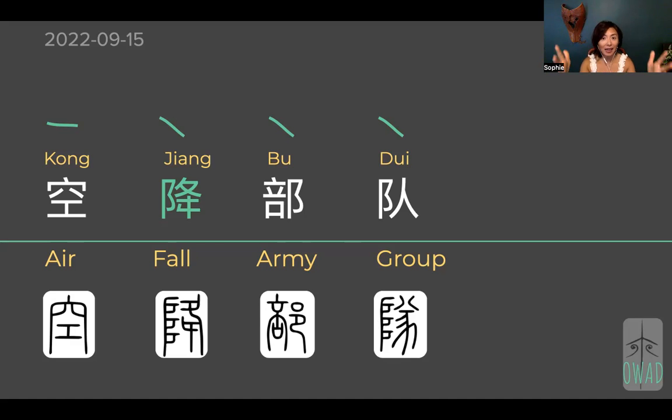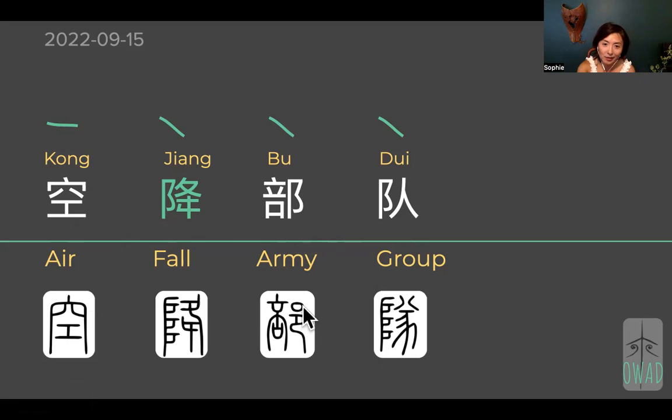It's something in the air. You don't see it physically fill out, but you know there are actually things filled in there, but it's invisible to us. And with qi, it's air, it's something flowing in there. So that's our combination of air. So something falling from the air, and the bu and dui both are components of an army.